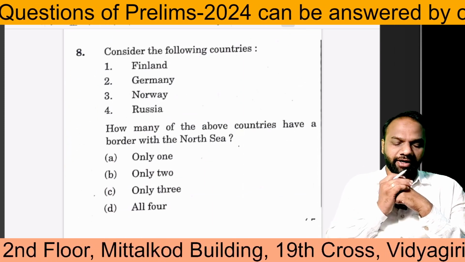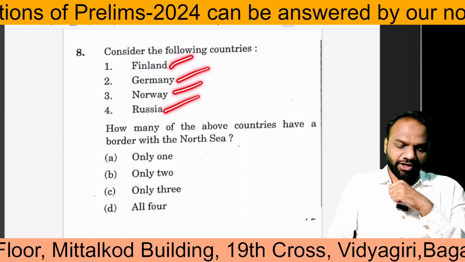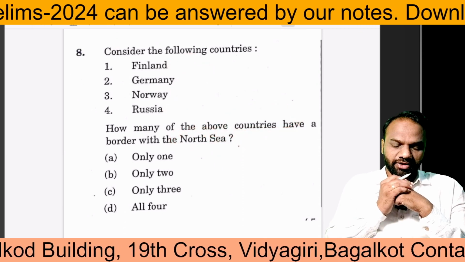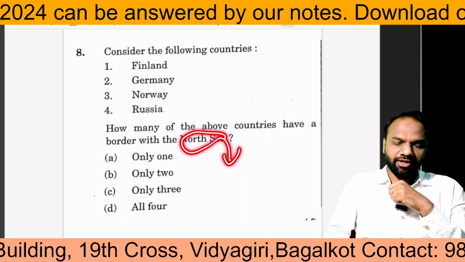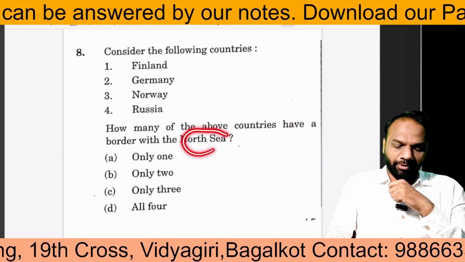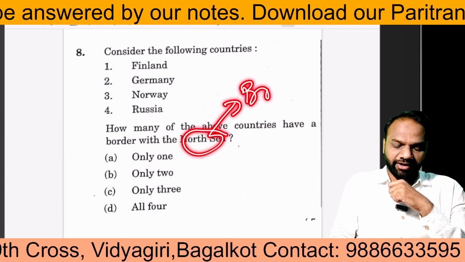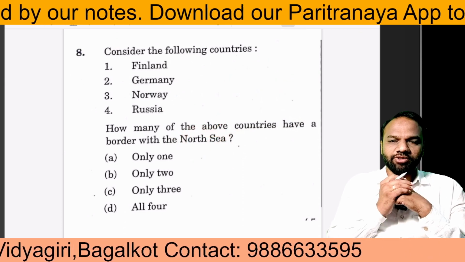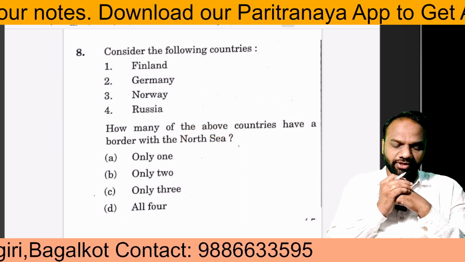Next, consider the following countries: Finland, Germany, Norway, Russia. How many of the above countries have a border with the North Sea? Why are they specifically asking about the North Sea? Because we know about the crude oil standard called Brent, and this Brent crude is extracted from the North Sea. In that context, it is important. Hence, they focus on this.